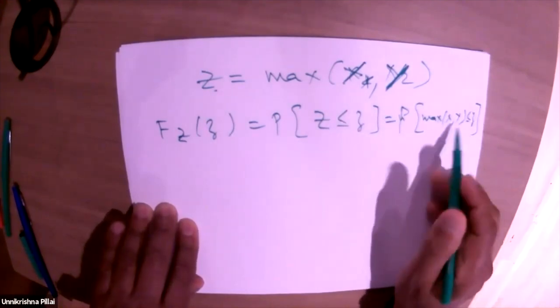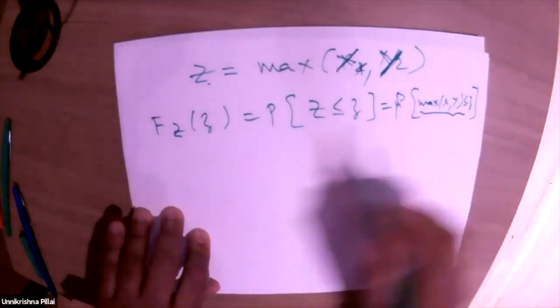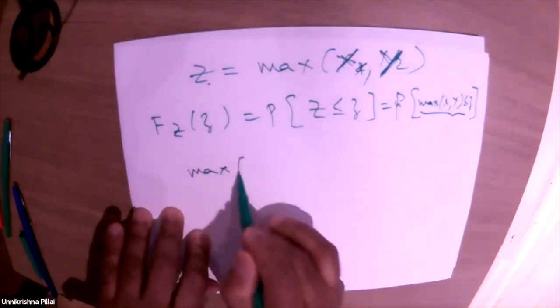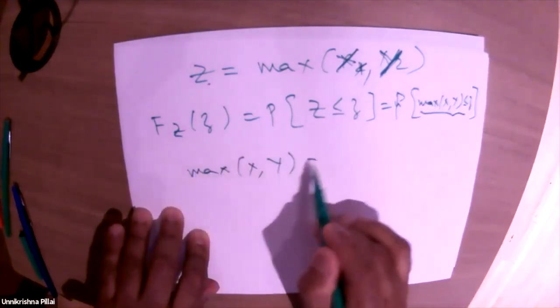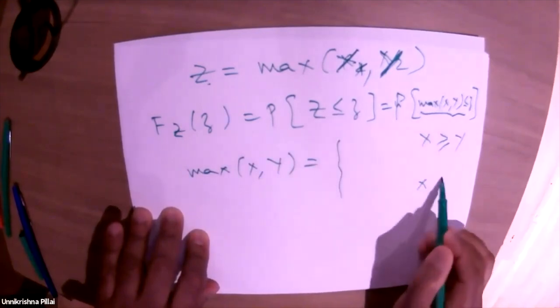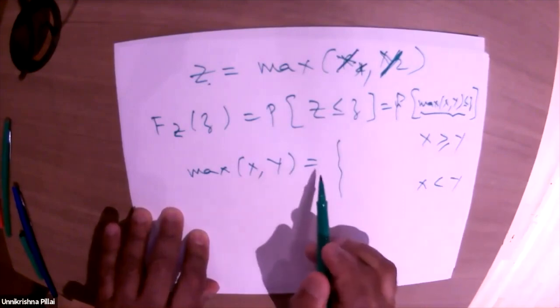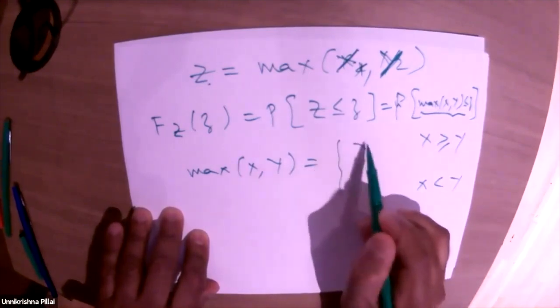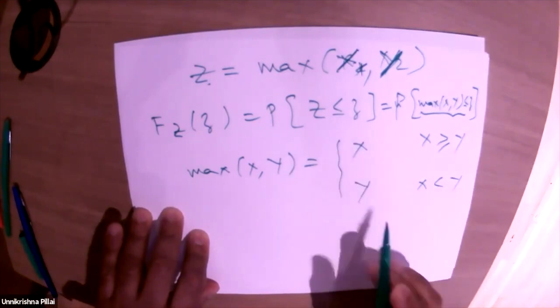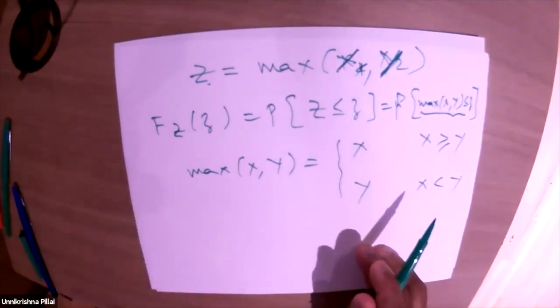Now what? Max and min are nonlinear functions. So what do we do? On the other hand, if you look at max, it's astonishingly simple if you split the whole region in this way. If x is greater than or equal to y, what is max? X. And if x is less than y, y is max. But x and y are linear. So there is a way you can linearize it.